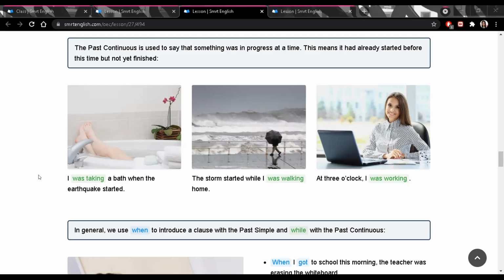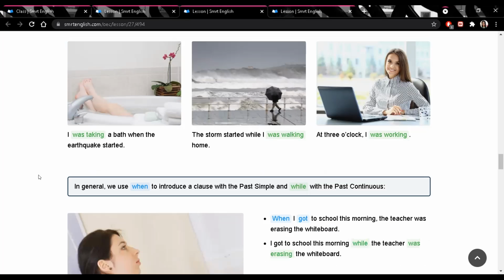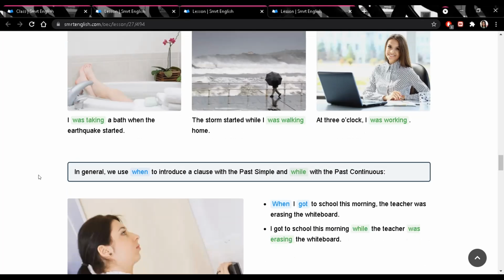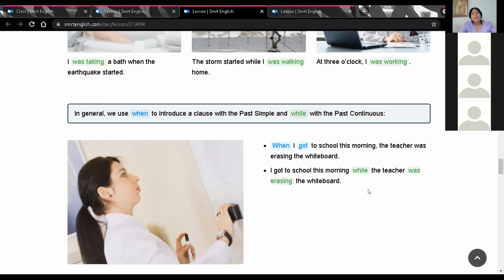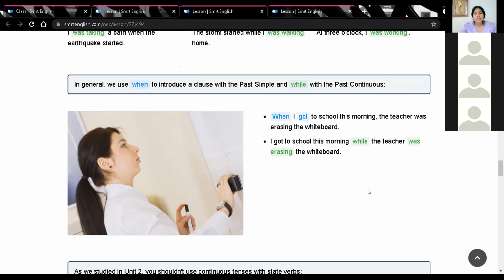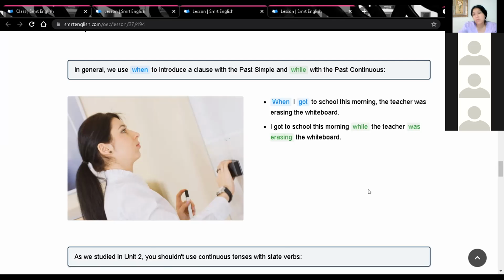Okay, so let's talk about that. It says, in general, we use when to introduce a clause with the past simple and while with the past continuous. For example, when I got to school this morning, the teacher was erasing the whiteboard. I got to school this morning while the teacher was erasing the whiteboard. At the end, we're saying the same, but this tells us that it is more common to use when with the past simple and while with the past continuous. But it's not like a must. We can use both.